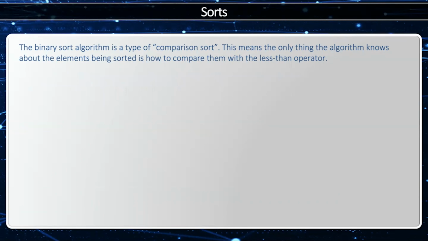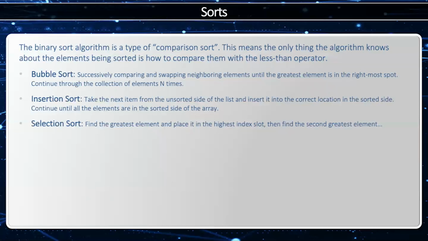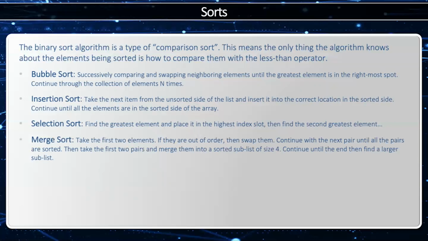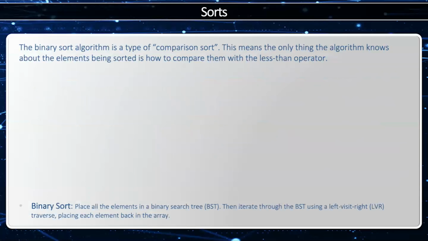There's a large number of different sorting algorithms. There's the bubble sort, the insertion sort, the selection sort. These are all n squared algorithms. There's the merge sort, the quick sort, and the binary sort. These are n log n. Today, we're going to learn how the binary sort algorithm works.